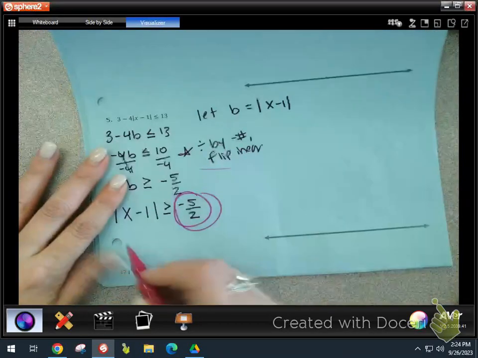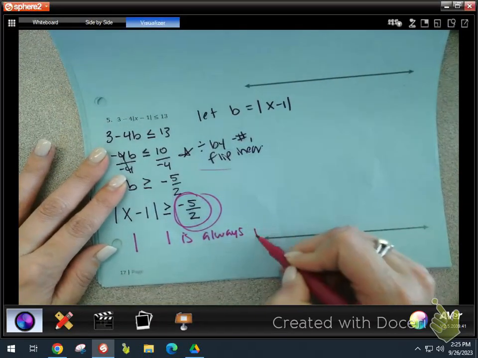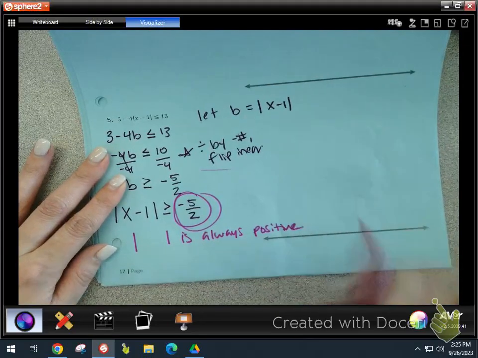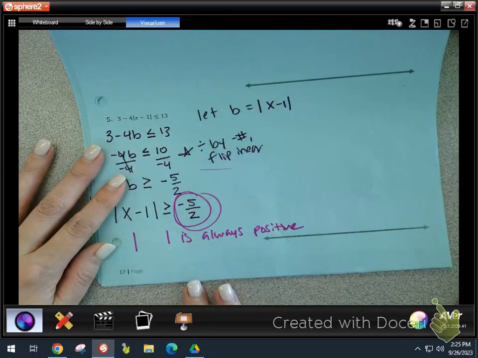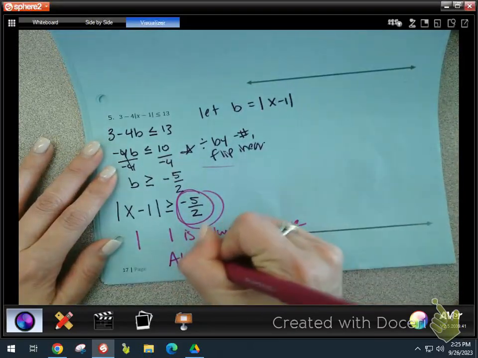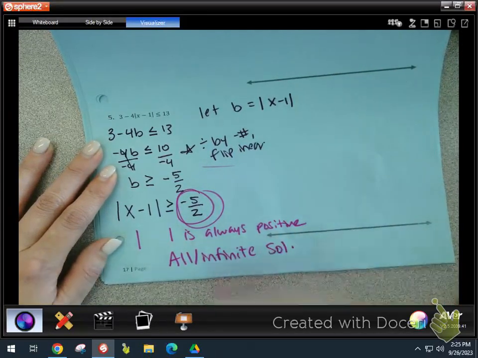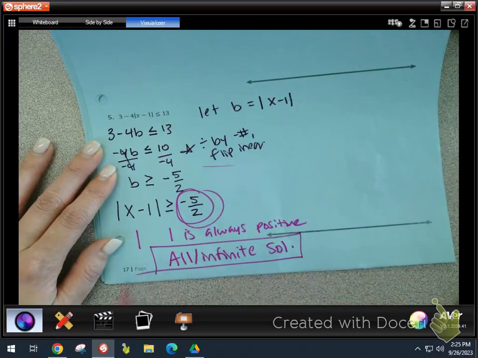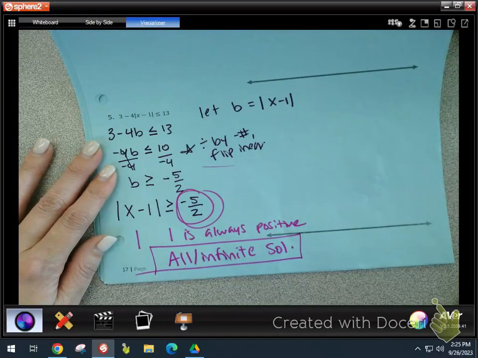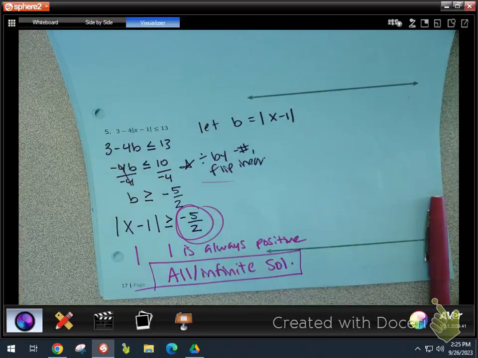Absolute value, write this down. Absolute value is always positive. So what is your answer to this? Not no solution. All solutions. This is an all or infinite solutions. Absolute value is always, always positive. Okay? Because that says absolute value is greater than a negative, and it will always be.